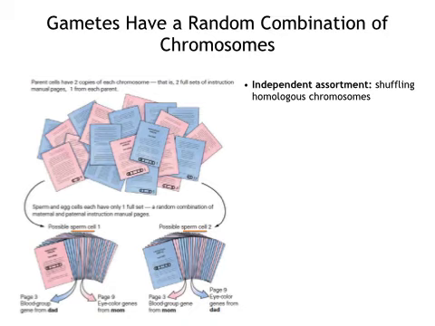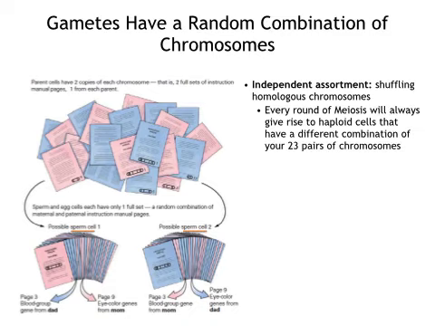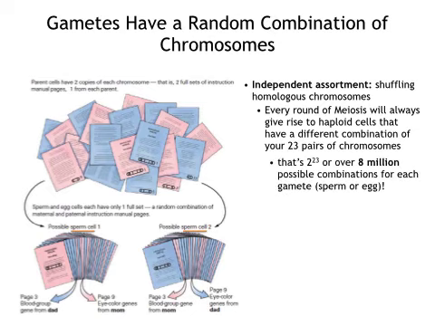And so it shuffles the way they align during metaphase. So you could end up with a mix of your mom and your dad's chromosomes, or the pages that make up the instruction manual, the 23 pages. So every round of meiosis will always give rise to haploid cells that have a different combination of your 23 pairs of chromosomes. And because of that, that generates a ton of genetic diversity.